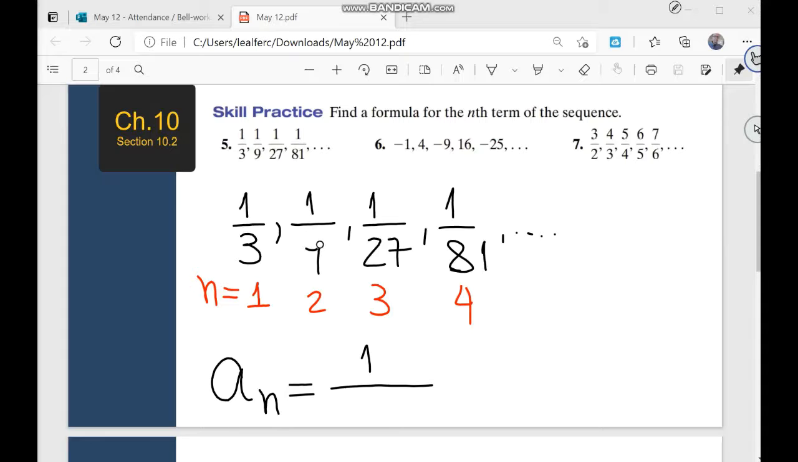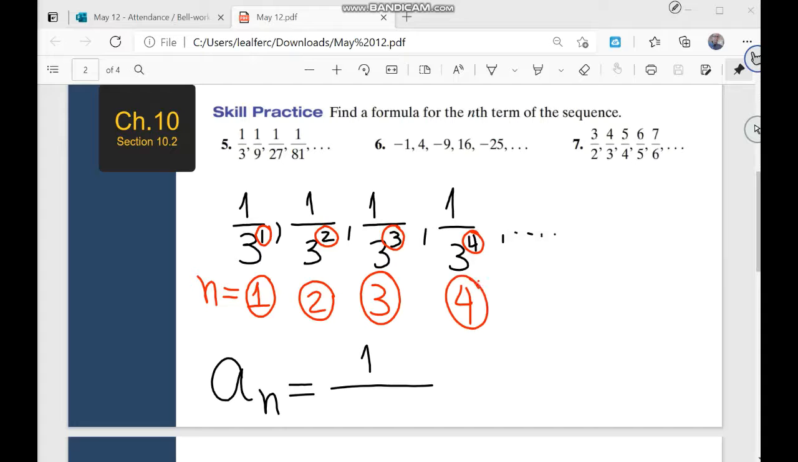So let me change this. 3 is 3 to the 1, 9 is 3 squared, 27 is the same thing, equal to 3 cubed, and 81 is 3 to the 4th. Now I can see something. I can make sense. The exponent is equal to n. So I can write a sub n equals 1 over 3 to the n.